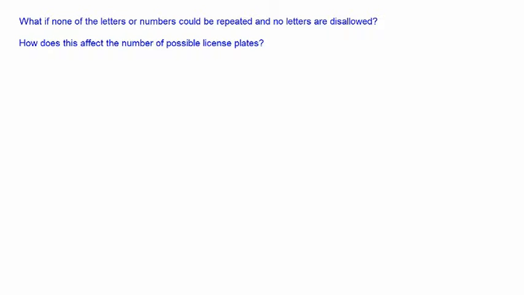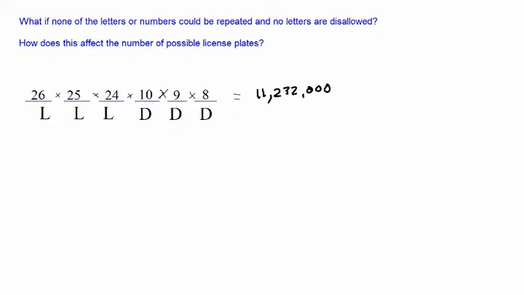We continue this license plate example with the question: suppose that none of the letters or the numbers can be repeated and that there are no letters that are disallowed. What does this do, or how does this impact the number of possible license plates? Now recall that our license plate structure has 3 letters followed by 3 digits. If we count the number of choices for the first letter with no restrictions, there are 26 letters that can be selected. For the second letter, since we are not going to repeat that first letter, that would leave us 25. And for the third letter, that would leave us 24 choices.